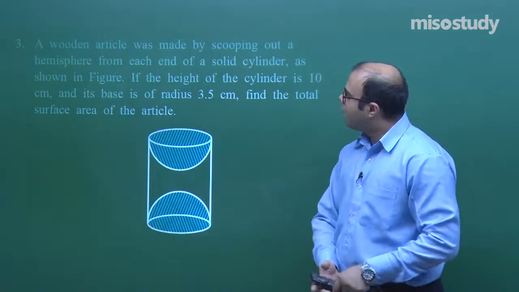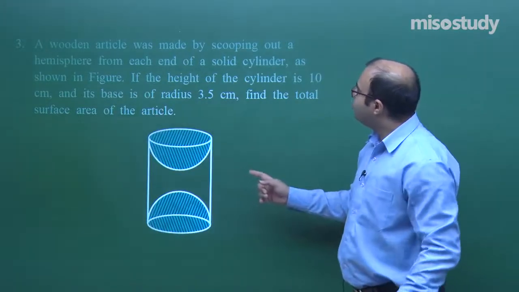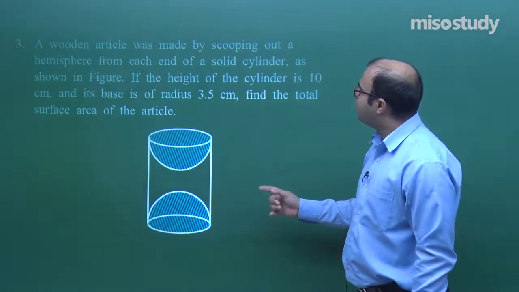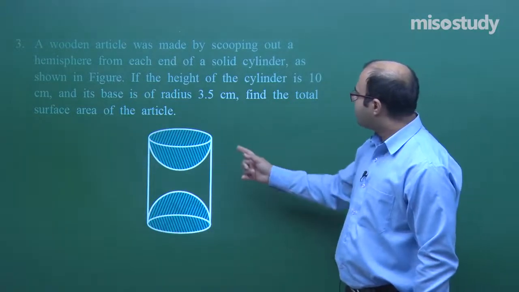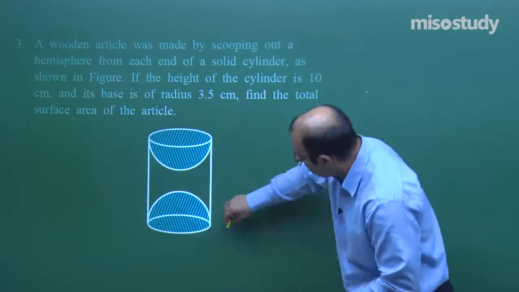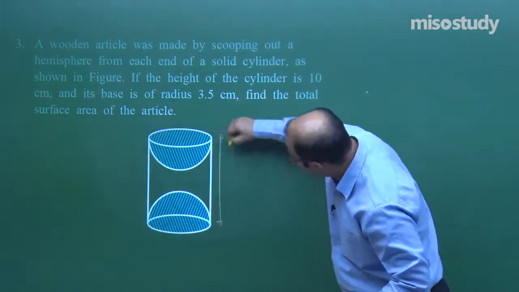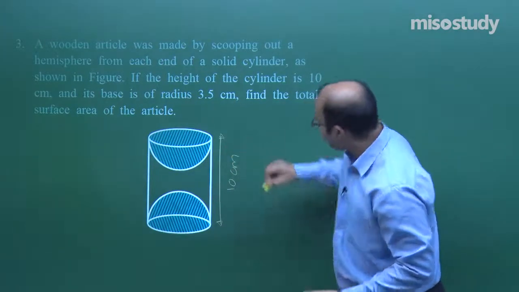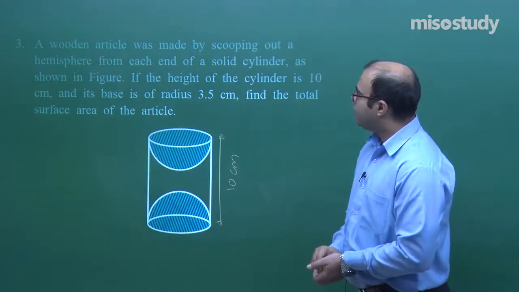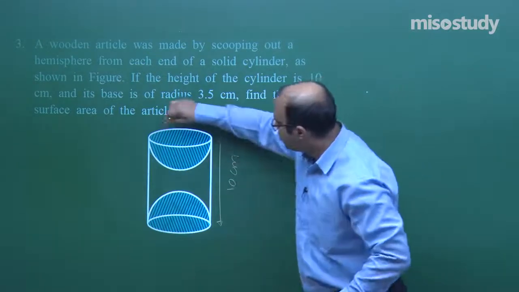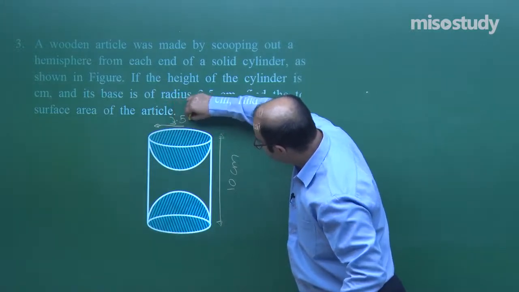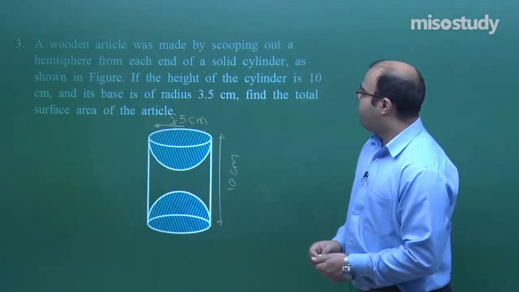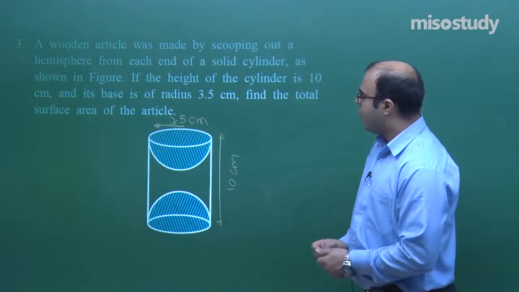Third question, a wooden article was made by scooping out a hemisphere from each end of a solid cylinder as shown in figure. If the height of the cylinder is 10 centimeter, so this height of the cylinder is 10 centimeter, and further its base is of radius 3.5 centimeter. So, its radius is 3.5 centimeter. Find the total surface area of the article.